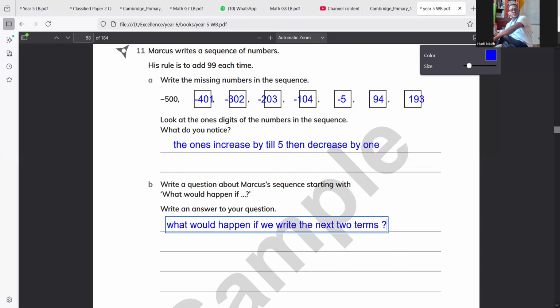You'll find the ones digit will decrease by 1 every time. Like the next term is going to be 292, and the one after is going to be 391, and the one after is going to be 490, and so on.